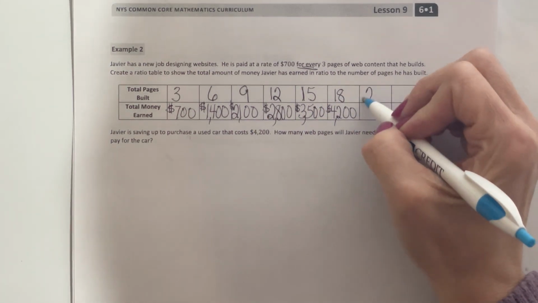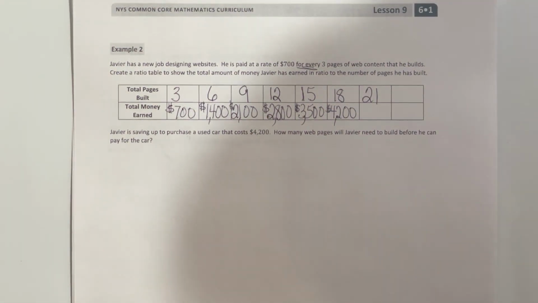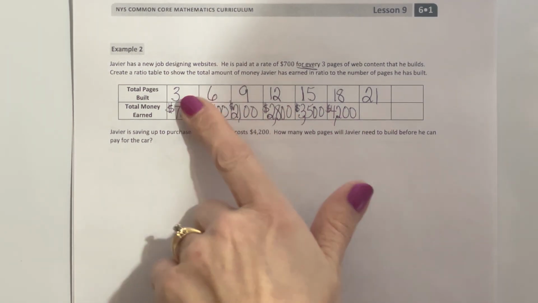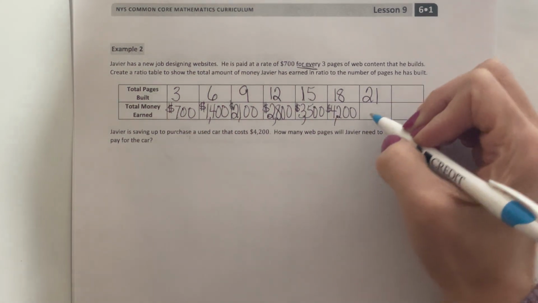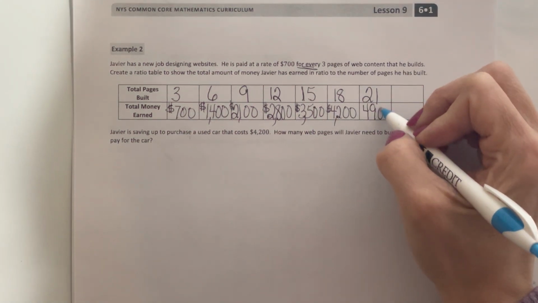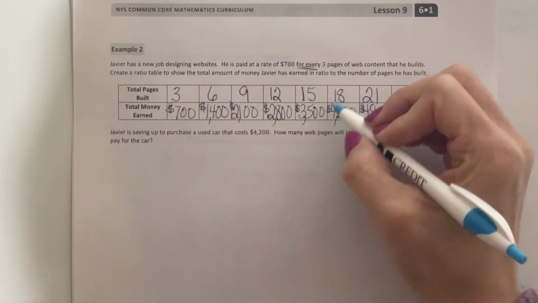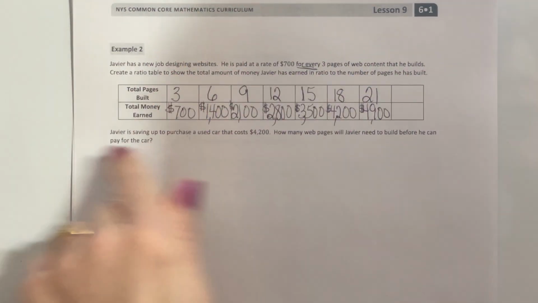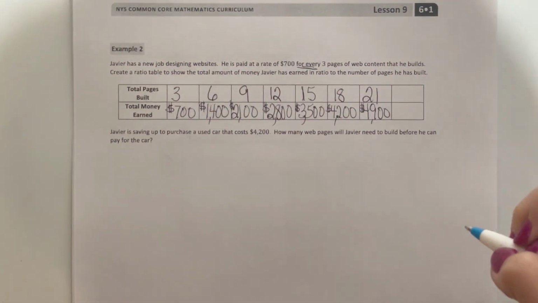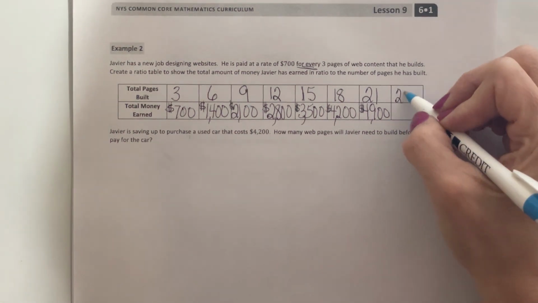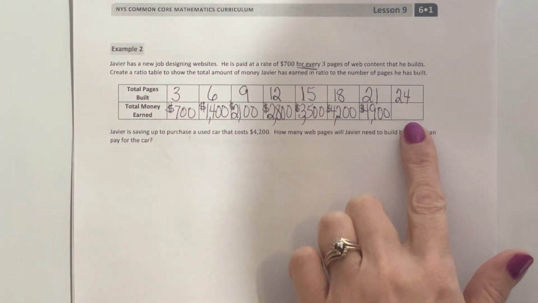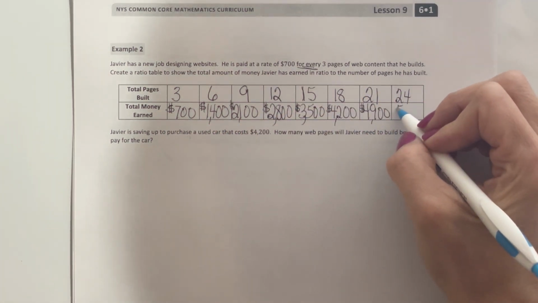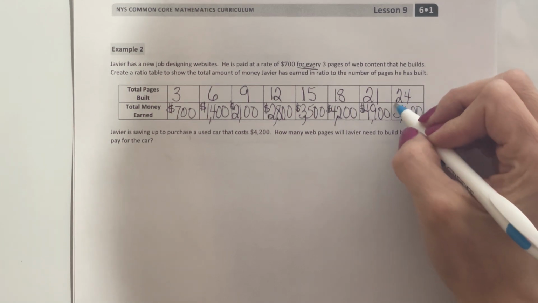So 18, so 21 would be next. So we've got 7 700s, which would be 4,900, because it would be adding an additional 700 here. We've got to continue that pattern, continue the ratio. All right, so the next one would be 24 pages. That would be 8, and 8 times 700 would be 5,600.